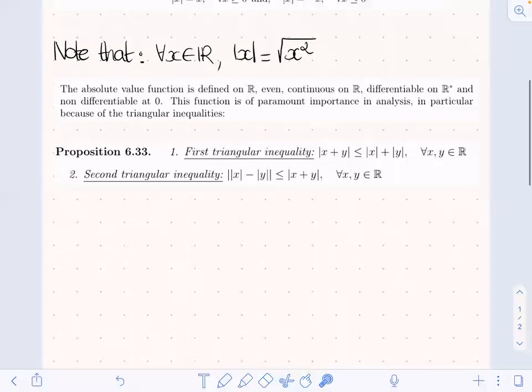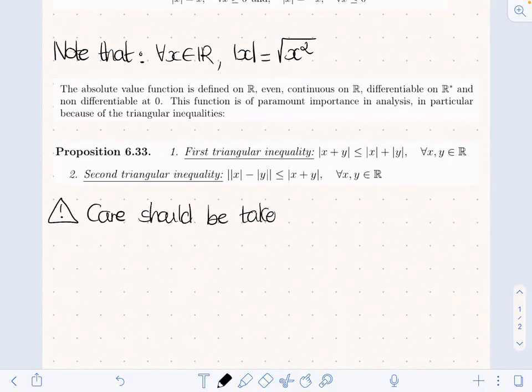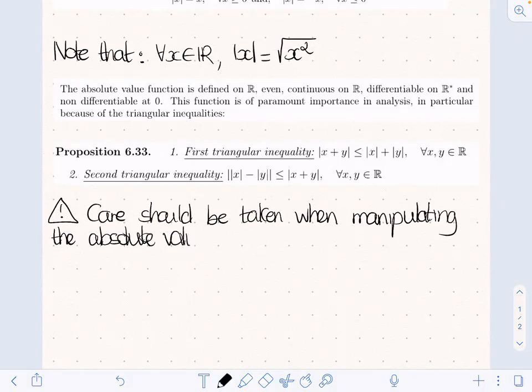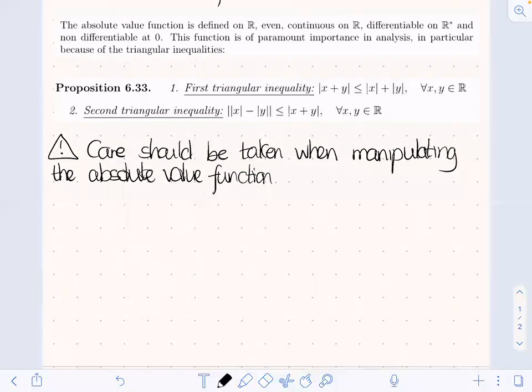And so one thing to note is that when manipulating the absolute value function, you've got to be really quite careful. Care should be taken when manipulating the absolute value function. So we'll give a couple of examples, or three actually, of how you need to be careful.